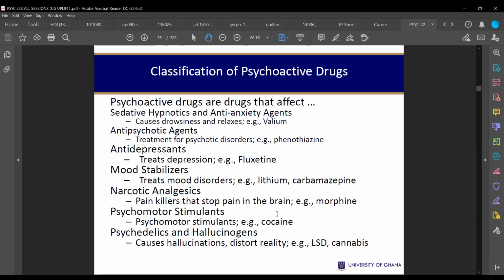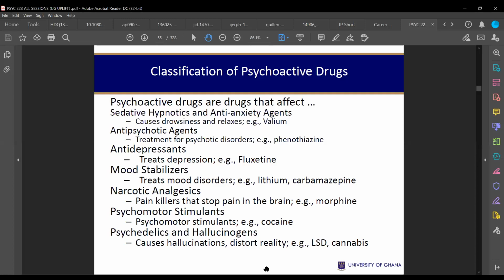We have another one known as hallucinogens or psychedelics. Okay, and with that, its sole purpose is to cause a lot of things. Hallucinations, a series of hallucinations. We normally say it distorts your reality, in a sense that you become too much psychotic in that regard. That's its major role. All right.